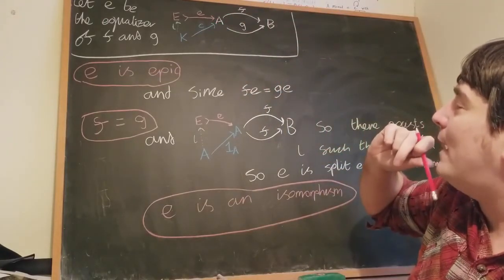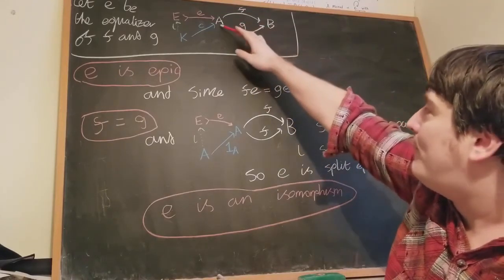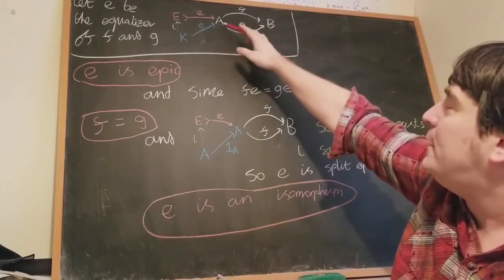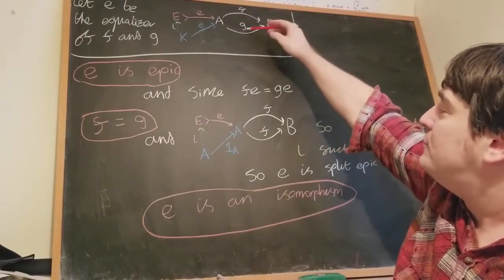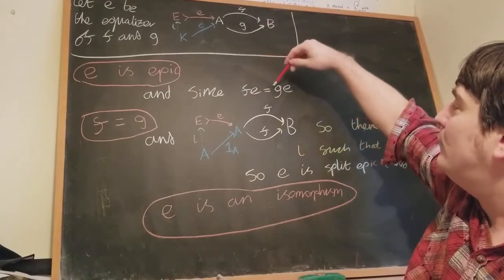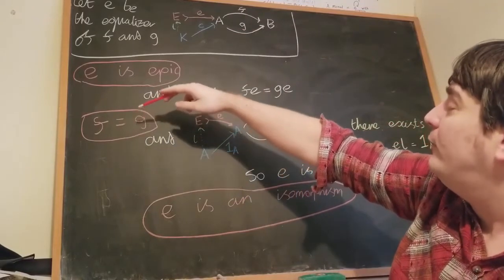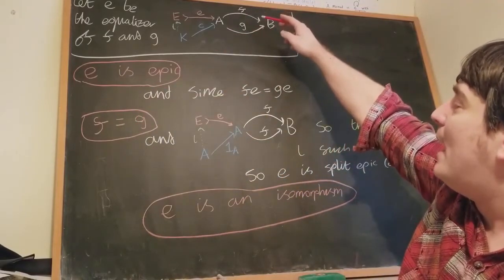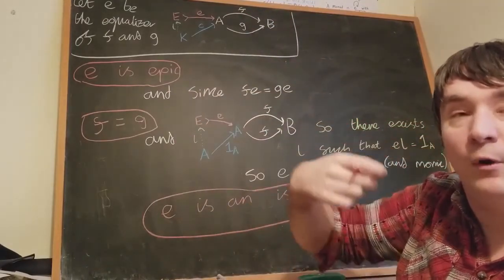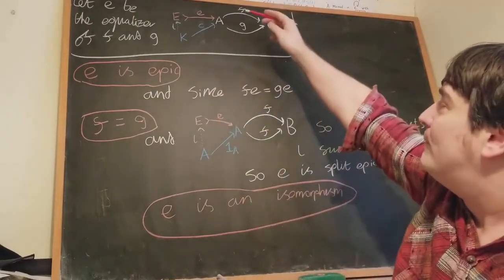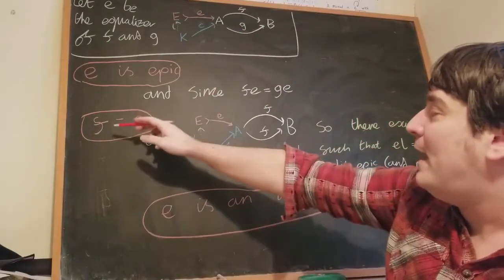Well, what does that mean? It means that when we have a couple of parallel arrows coming out of the target of E, such as we do with this F and G, we have that F after E equals G after E implies F equals G. Okay, so that's pretty straightforward. To see that this implies this is just a direct application of what it means for this arrow E to be epic.